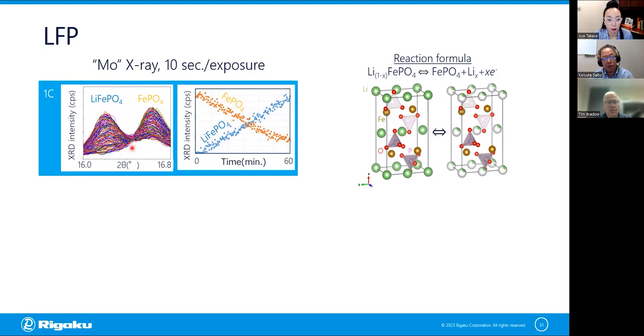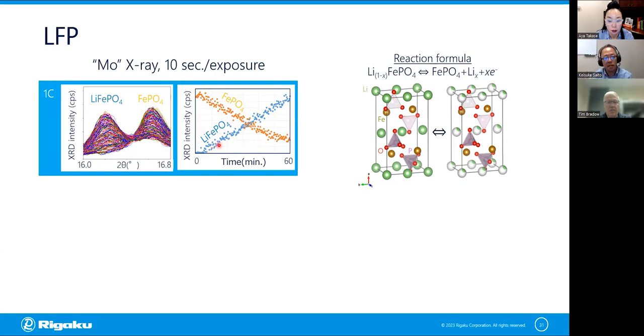The peak separation was very close. If you have a look at the 2 theta angle, we recorded only between 16 and 16.5, which is less than 1 degree range. So the peak separation is also important in this case. And the peak intensities are summarized on the right-hand side.